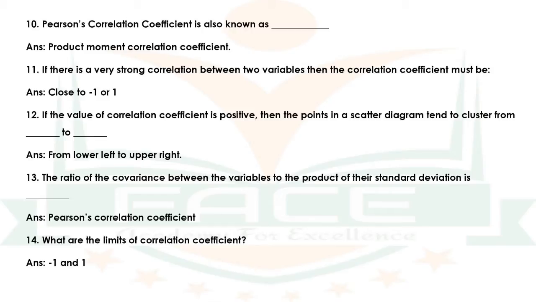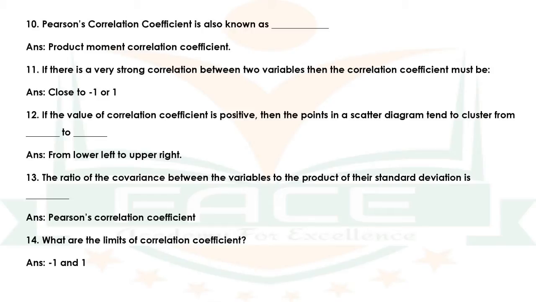Question number 12. If the value of correlation coefficient is positive, then the points in a scatter diagram tend to cluster from dash to dash. The answer is from lower left to upper right. Question number 13. The ratio of the covariance between the variables to the product of their standard deviation is dash. The answer is Pearson's correlation coefficient.